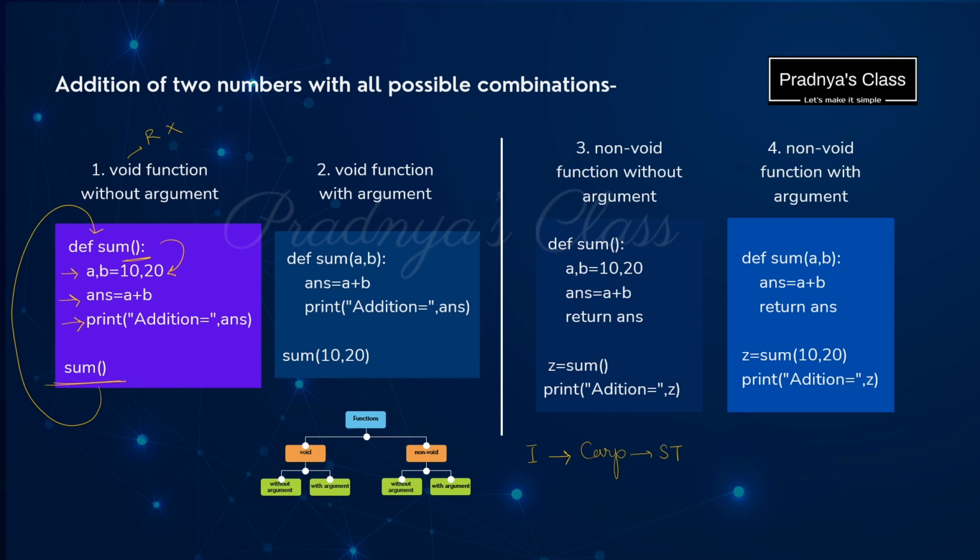Now look at the second type of function. Void means not returning anything. What's the second criteria? With argument. Here is the function call. With argument means we are passing some values to the function. So 10 got initialized to A, 20 got initialized to B. In the function we are calculating something. You know this is a type of void function, means not returning anything. So we are printing the result here itself.